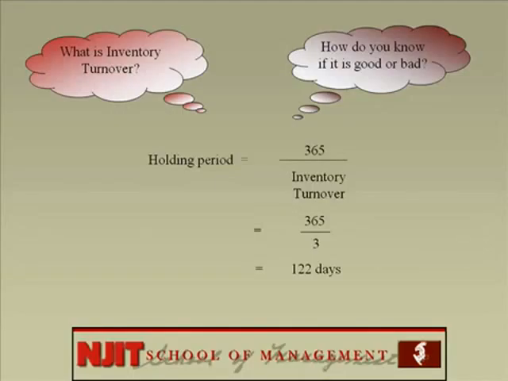And you'd also go one step further and compute the holding period, in this case 365 divided by 5.4, and you get the number of days. And to really find out if it's good or bad, you compare with past performance of the company to find out if performance is improving. Ideally, you want the number of days, the holding period, to decline.